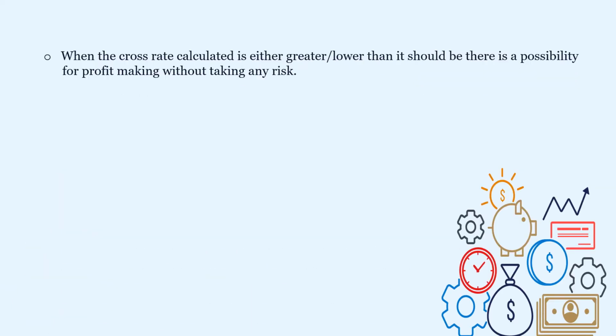When the cross rate calculated is either greater or lower, there is a possibility for profit making without taking any risk. Yes, obviously, whenever we find out cross rates, we come up with two values. One is greater, another is lower, and that greater and lower value seems to be a perfect chance or possibility for making profit, and that too risk free. We do not have any risk in earning those profits.